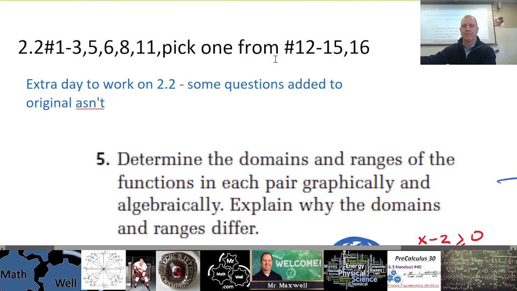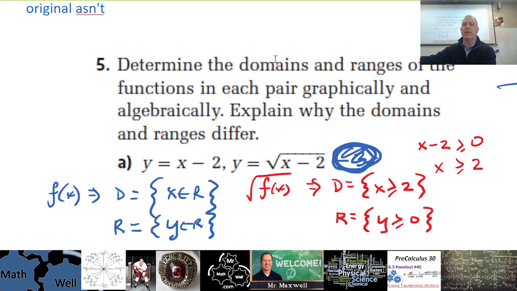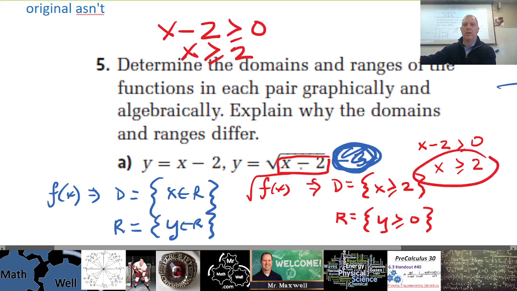All right, so domain and range, you have to think about domain and range here very carefully. Remember, what's inside the radical sign cannot be negative. So x minus 2 has to be greater than or equal to 0. Solve for x: x has to be greater than or equal to positive 2. There's your domain.